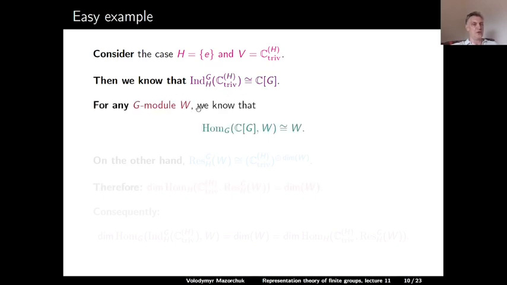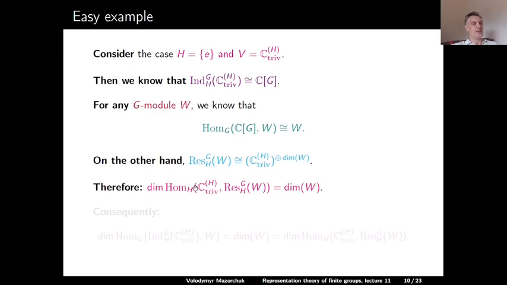For any G module W, we know that the space of G homomorphisms from the regular module to W is isomorphic to W. So this is given by sending the identity element to anything in W. On the other hand, if we restrict W from G to H, so H is a trivial group, it has a unique simple module, the trivial module, so any module is just a direct sum of the trivial module as many times as the dimension of the original module. So the restriction from G to H of W is equal to the direct sum of copies of the trivial H module, and the number of summands is the dimension of W.